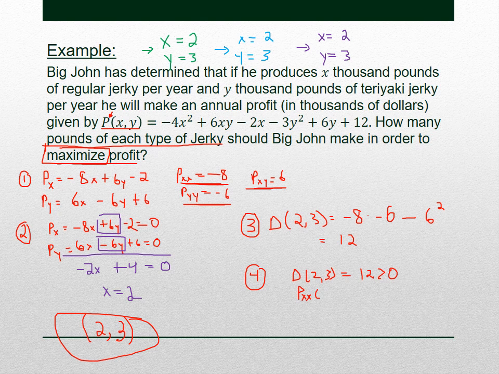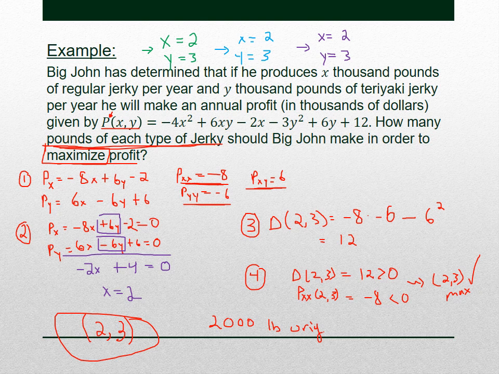Now step 4, since D of (2, 3) was 12, and 12 is positive, that means we will have a maximum or minimum. Of course, from the very beginning, we were trying to find the maximum. So if we don't end up getting that this is a maximum, we certainly have made a mistake somewhere. But we have to do this check. You can't just say, I get (2, 3), I know that guy's going to be a maximum. You have to do step 3 and 4 to check that it is a maximum.